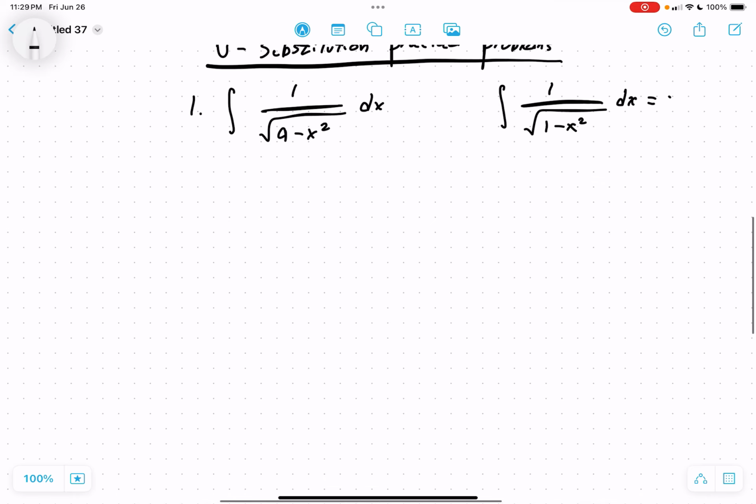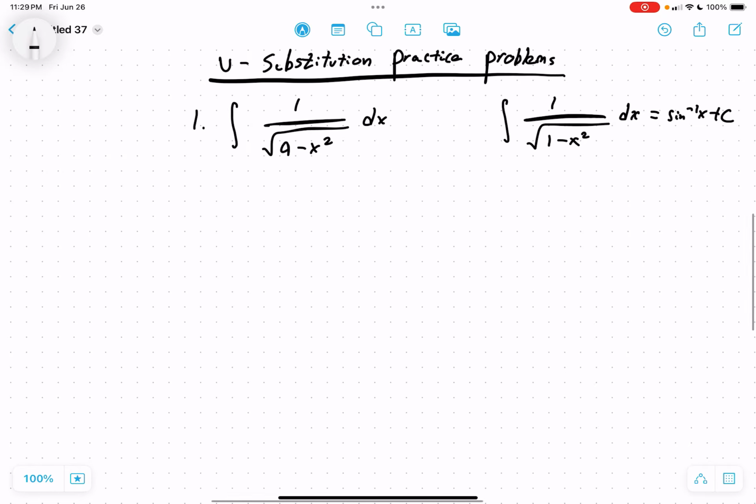sine inverse x plus c. So I need to find some way to rewrite 1 over the square root of 9 minus x squared in this form, 1 over the square root of 1 minus x squared.